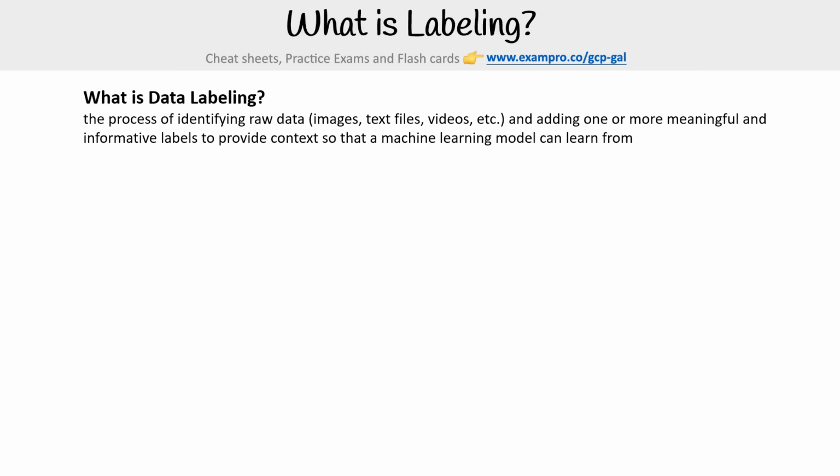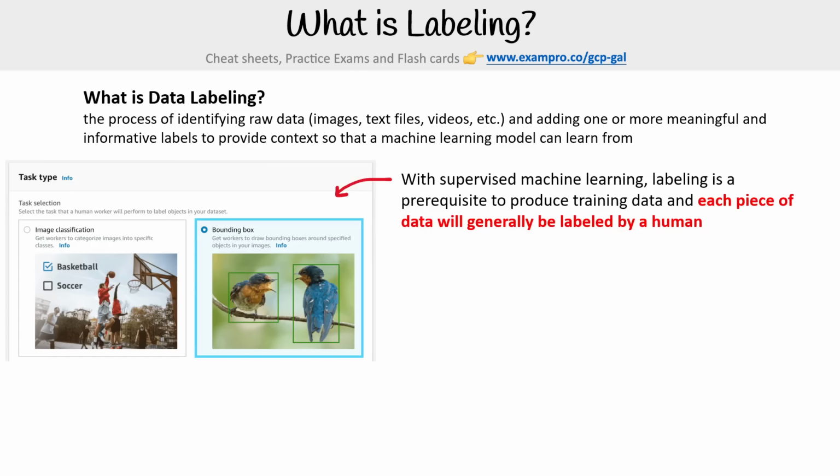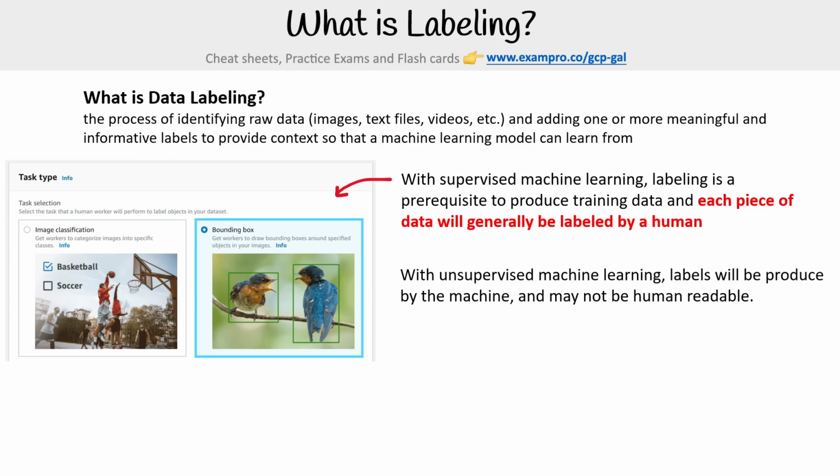Let's take a look at labeling. Data labeling is the process of identifying raw data, images, text files, videos, and adding one or more meaningful and informative labels to provide context so a machine learning model can learn from it. With supervised machine learning, labeling is a prerequisite to produce training data, and each piece of data will generally be labeled by a human. On the left-hand side, that's an example of Amazon Rekognition, where it's trying to identify bounding boxes or classifying an image under particular categories. That's an example of supervised machine learning that requires labeled data. With unsupervised machine learning, labels will be produced by the machine and may not be human readable.